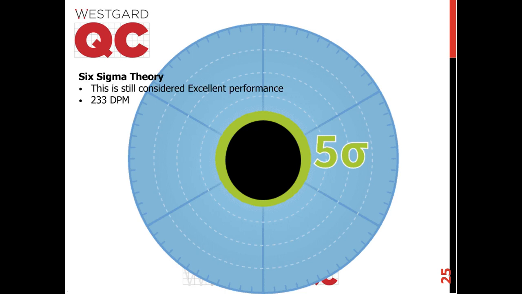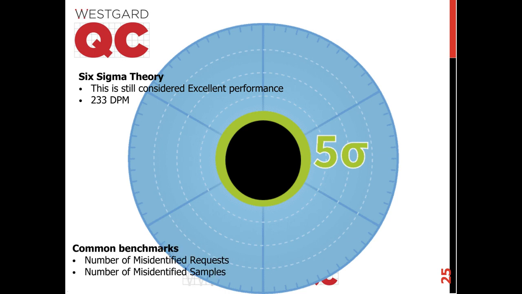5 Sigma is good, but we start to see errors. 233 per 1,000,000 reportables. And this is closer to how many times is a specimen being misidentified, how many requests are being misidentified. Of course, this is assuming you have an electronic system to capture the orders and process the tests.